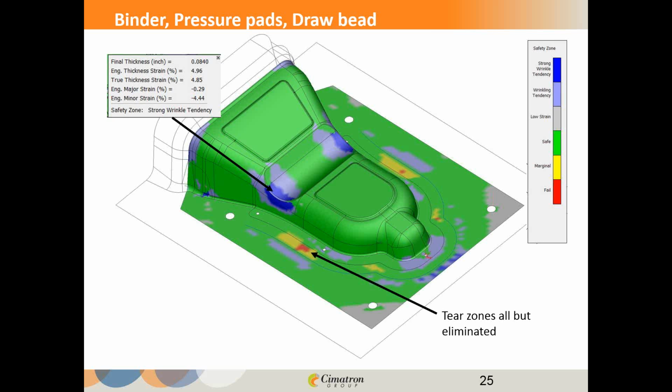You can see the strain is now under 5%. The tear zone is just about all but eliminated. There's a few areas, but all in all, I'm liking the results I've seen, especially compared to what I started with. Got a formable part, maybe a little bit of wrinkling, but all in all, it looks good.